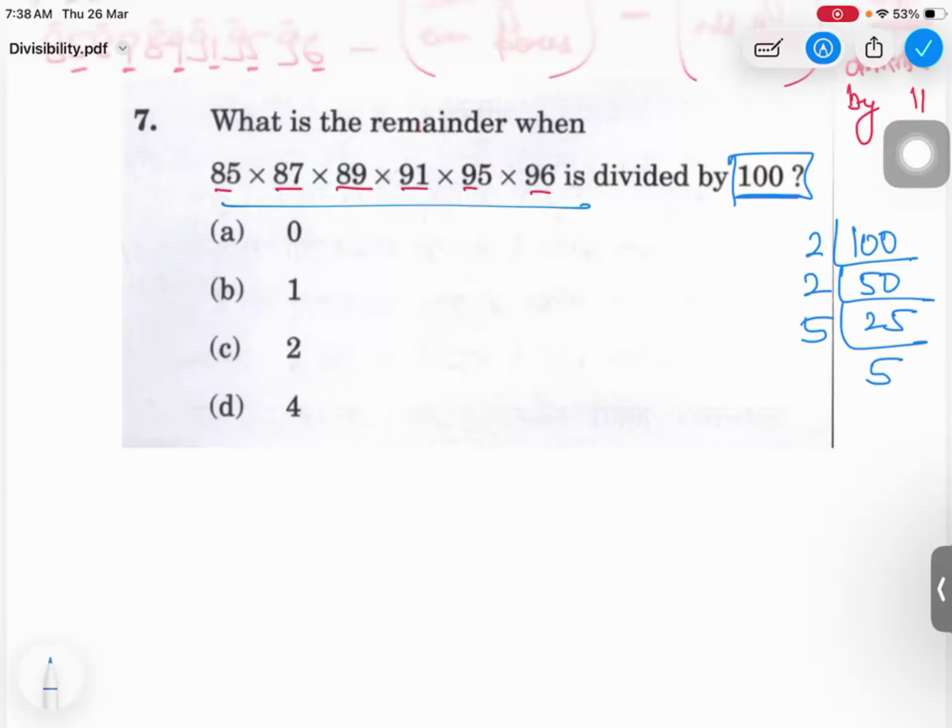When this is happening, then 100 as a number will also divide the bigger number. This is simple maths only. What is 100? It is nothing but its factors. And when the factors are able to divide the bigger number, then 100 is also able to divide the bigger number. When anything is completely divisible, the remainder is 0. They are asking about remainder. Remainder is 0. So I believe 0 is the answer here.